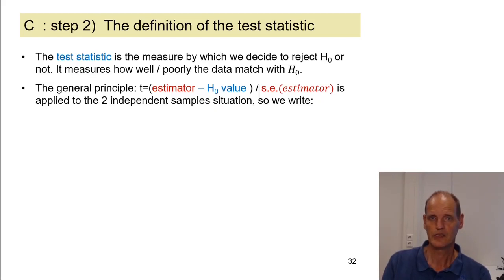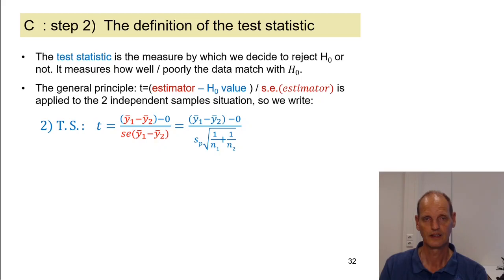The general principle is applied here to the two sample case. So we write the test statistic, T is the estimator. In this case, that's y bar 1 minus y bar 2. The null hypothesis value is 0. And the standard error, we can make that a little bit more specific: the standard error of y bar 1 minus y bar 2.